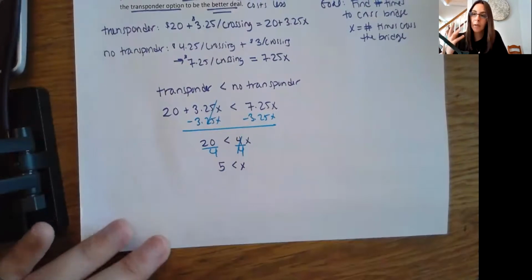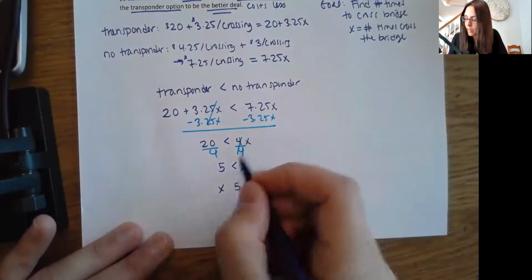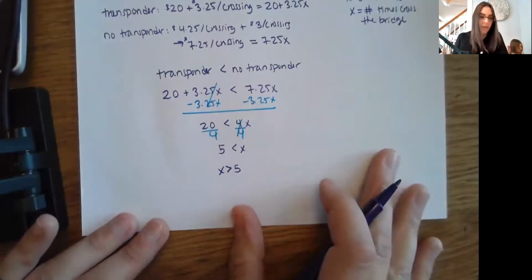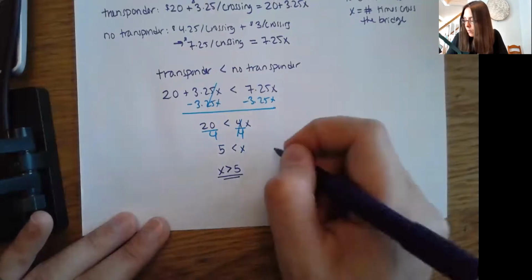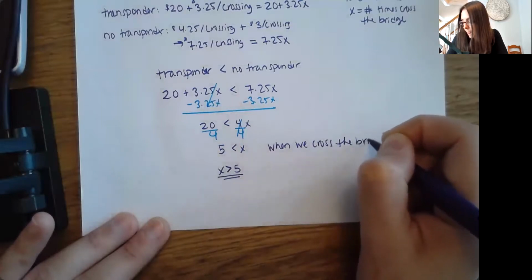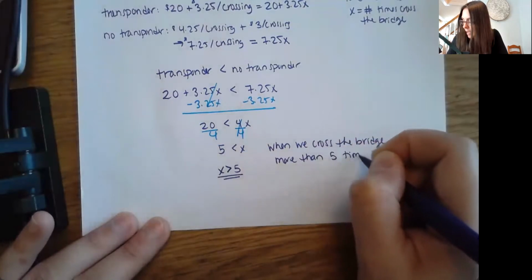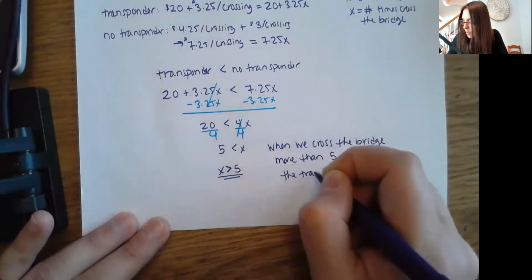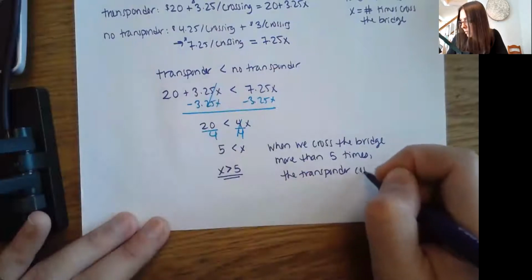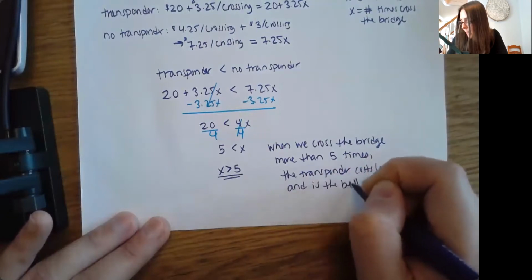Now, for me personally, I prefer to read it with my X on the left. So I'm just going to rewrite this, and I'm just going to make sure I don't change the answer, right? So the big side was with the X and the little side was with the 5. So this says X is greater than 5. So that means when you cross the bridge more than 5 times, the transponder will cost less, right? And is the better deal.